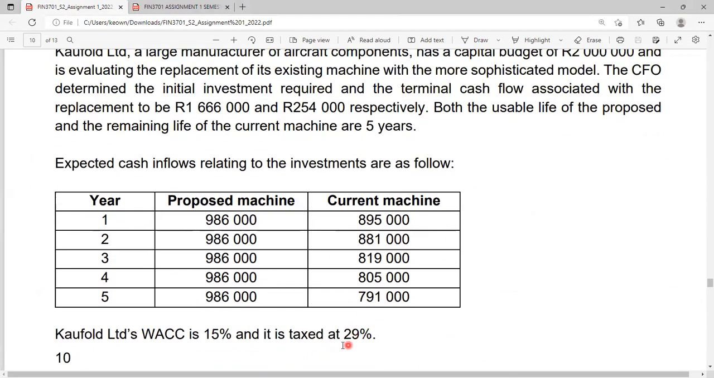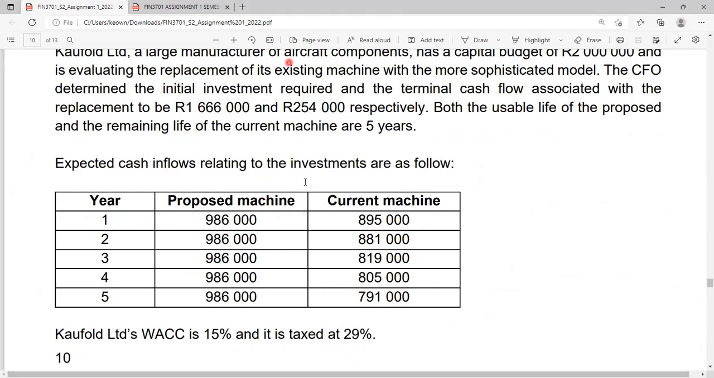What about the 29% tax rate? Now, with regards to this 29% tax rate, this tax rate has no effect on our cash flows. This tax rate has no effect on our cash flows because these are already cash inflows. The tax rate has already been accounted for.